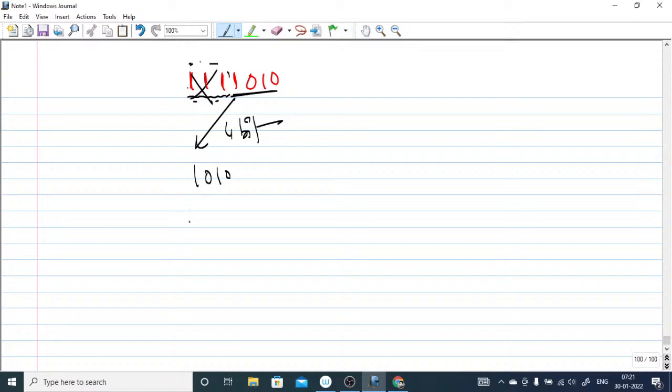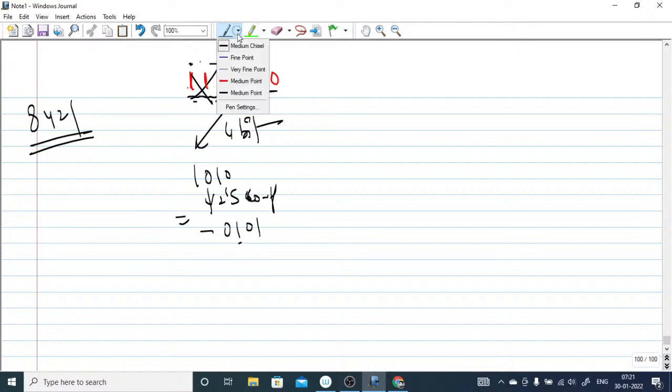And now you can take the 2's complement of this. Nothing is going to change, just minus of the 2's complement of this. If you take the 2's complement of this, what will we have here? It will be 0 1 0 1. So this is 8 4 2 1. So here you can see, in case of 4 bits, you can represent it like this.